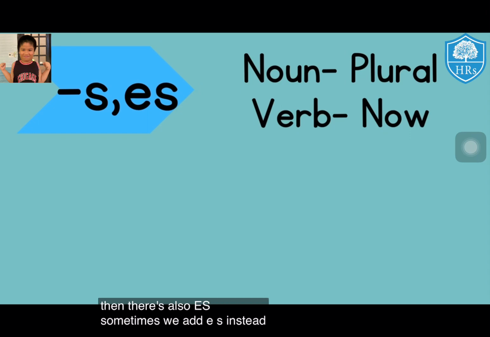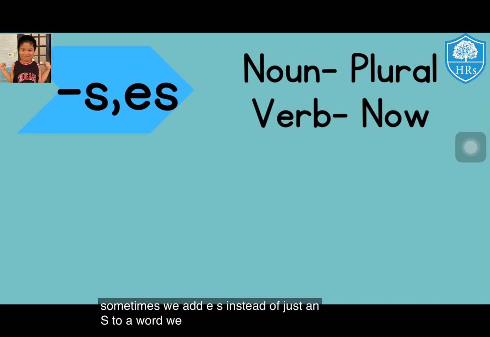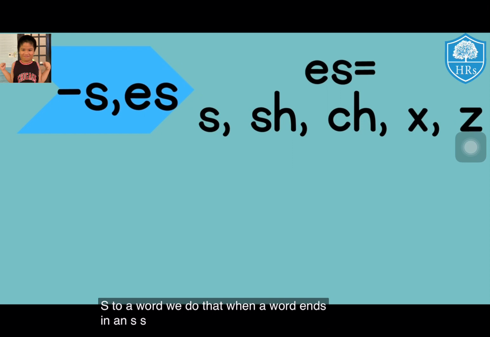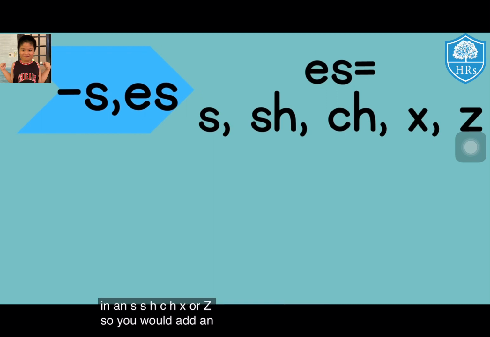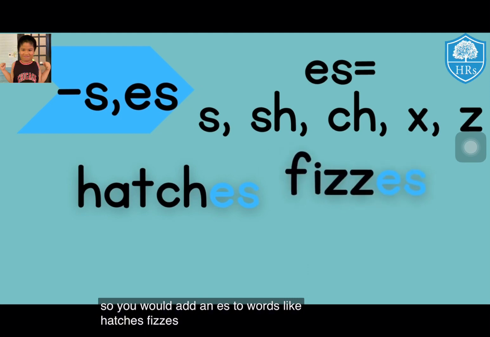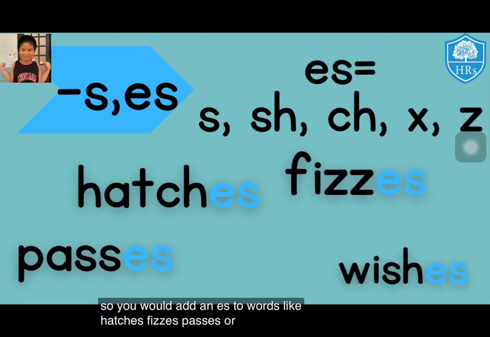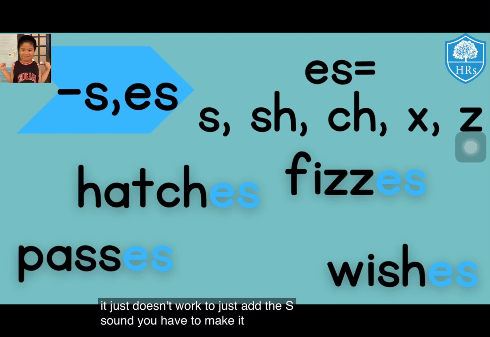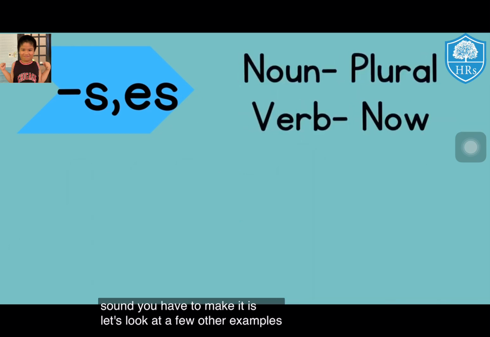Then there's also es, where we add es instead of just an s to a word. We do this when a word ends in s, sh, ch, x, or z. So you would add an es to words like hatches, fishes, passes, or wishes, because it just doesn't work to just add the s sound. You have to make it iz.